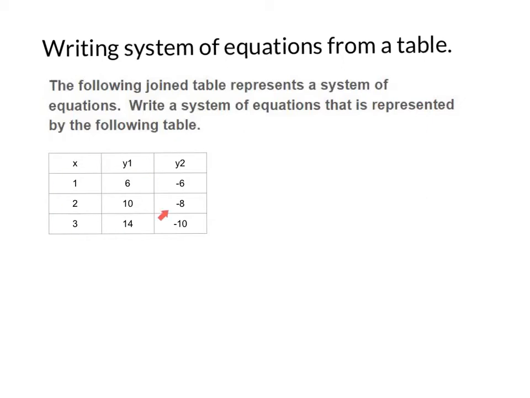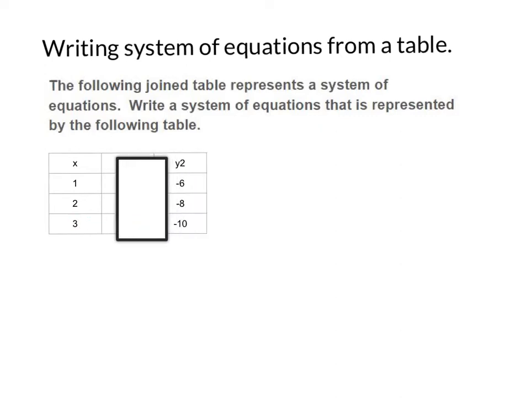So here we have a table. It's a little bit different than what we're used to seeing. This table represents two different equations. So think about it as two separate tables that we're used to seeing. So let's just cover up this one here. So this would be the X and Y outputs, or the input and the output for the first table. So we have a 1, 6, a 2, 10, a 3, 14.